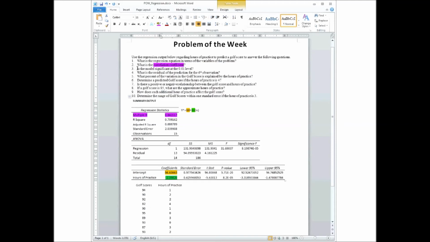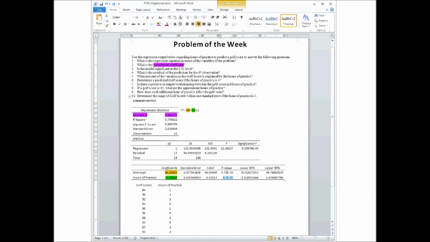We will go over one more question, and then you can pause the video and try to answer the rest, because the other questions are not difficult once you understand the first three. This question says, is the model significant at a 0.01 level? What you generally compare a 0.01 level to is the p-value given to you. The p-value in this case is 8.2 e to the negative 5. Is it significant at that value?